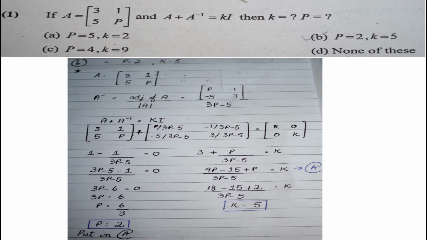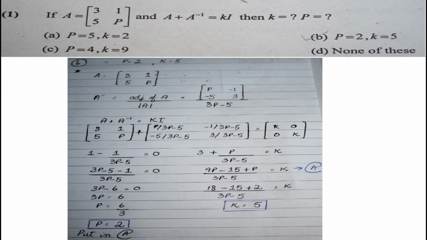First question is, if A is equal to 315B and A plus A inverse is equal to KI, then K is equal to what and P is equal to what? We just simply have to find the value of K and P. The expression is given, which is A plus A inverse is equal to KI. I is the identity matrix over here.